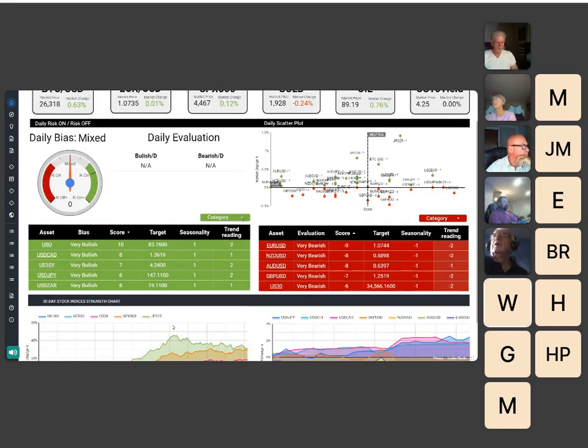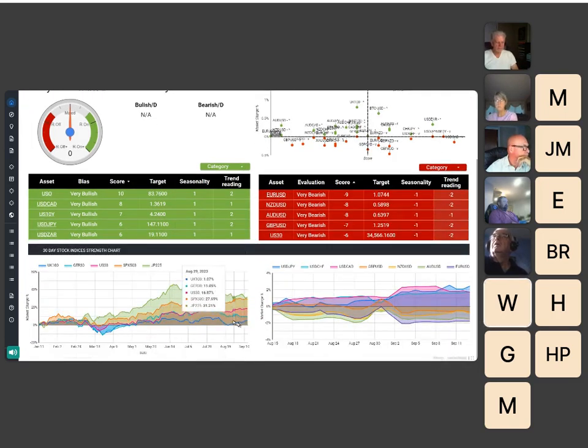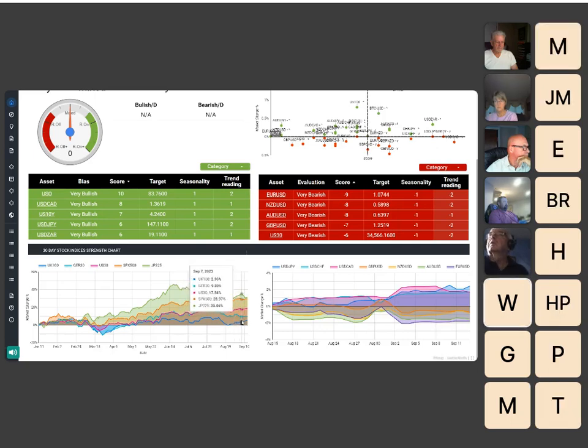Cool. You can see over the last few days, little dips in the stock market right in here, but recovering. Looks like they're all trying to recover. Maybe I'm reading into it.